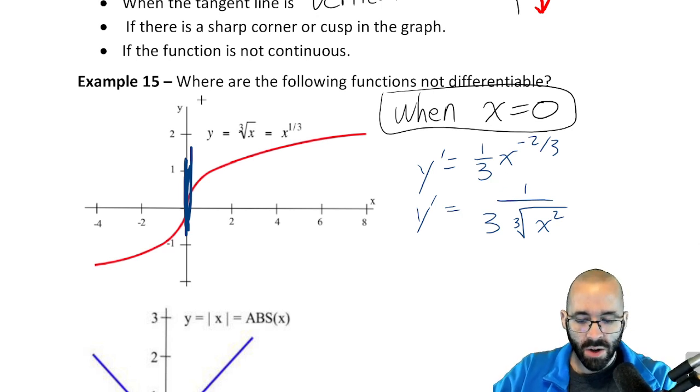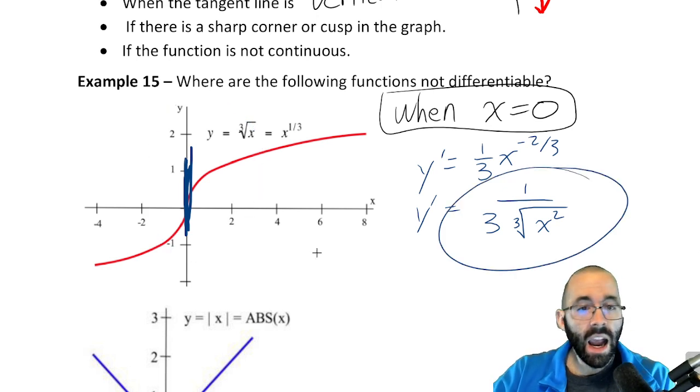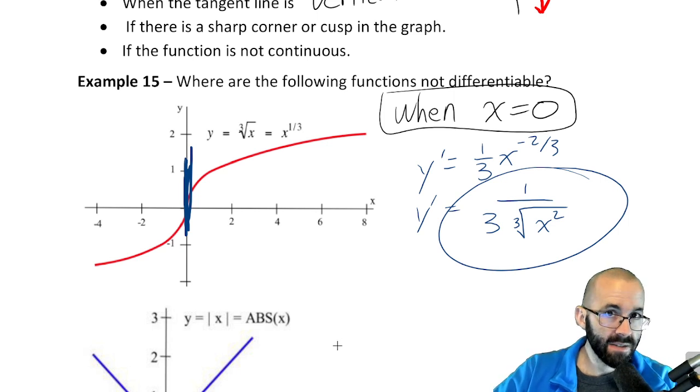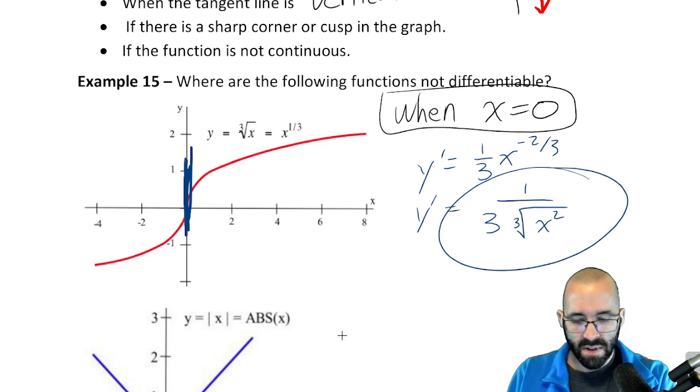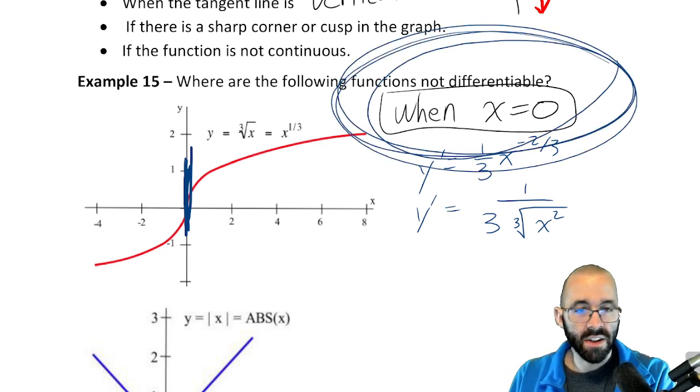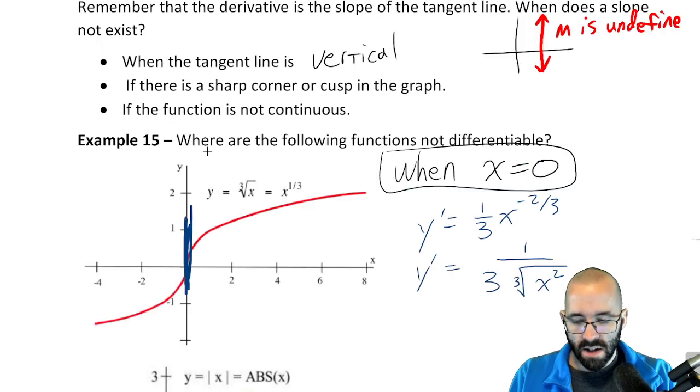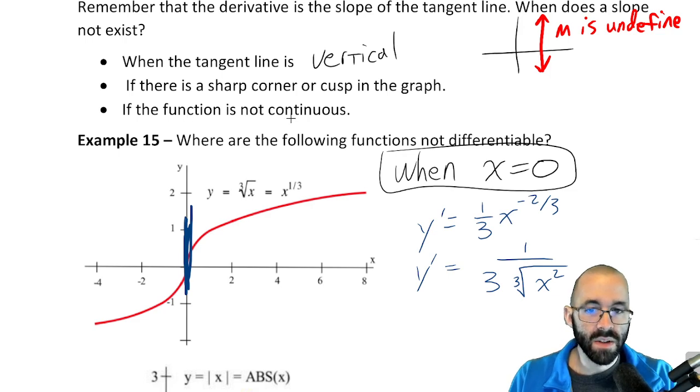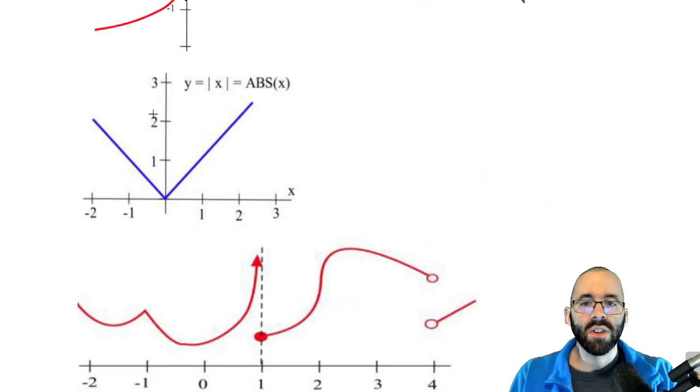So you can see it graphically and analytically with functions, is what I mean by analytically. Two ways of seeing it. But all you need to answer this question is to look at the graph. Three ways: tangent line vertical, sharp corner or cusp, or functions not continuous. Let's look at this next one.